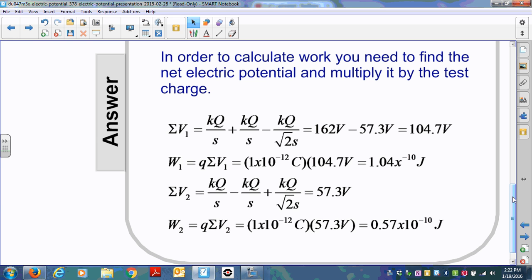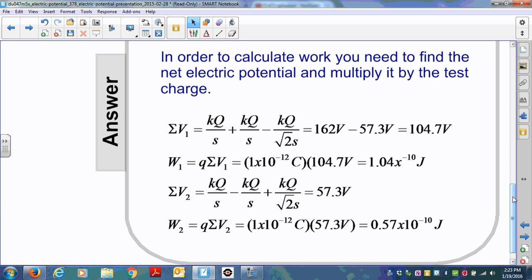In the second configuration, we have kQ over s minus kQ over s plus kQ over the square root of 2 s. And that gives us 57.3 volts. The work done to move the charge from infinity to the corner of the square is then the charge Q, which is 1 times 10 to the minus 12 coulombs, times that potential, which is 57.3 volts. That gives us 0.57 times 10 to the minus 10 joules.